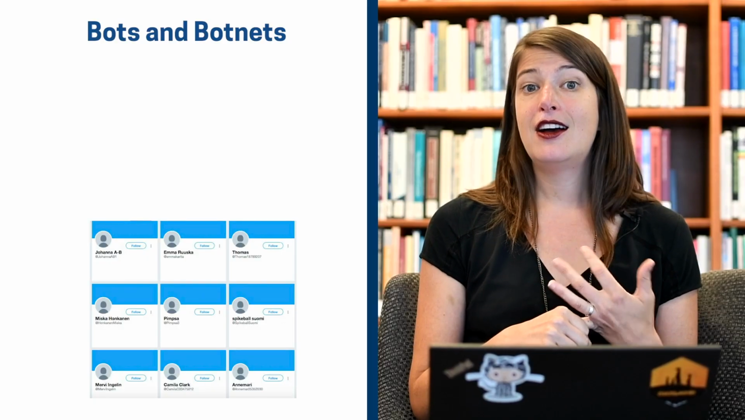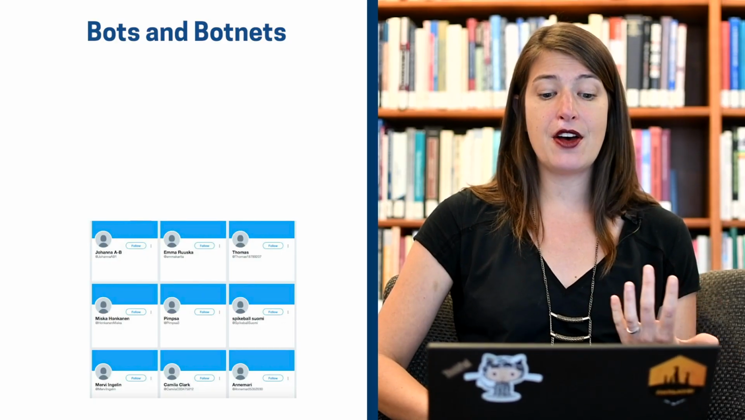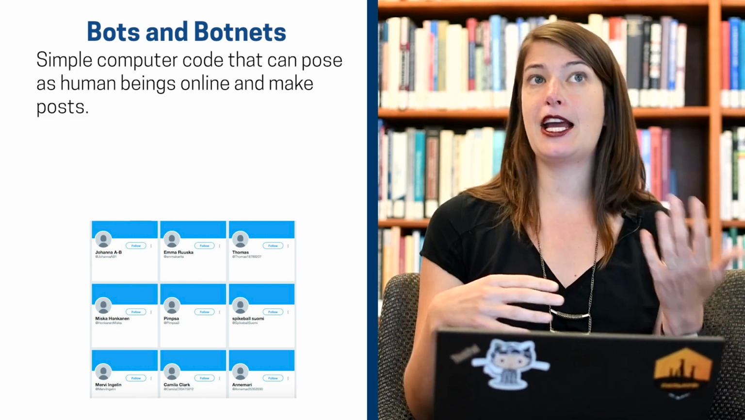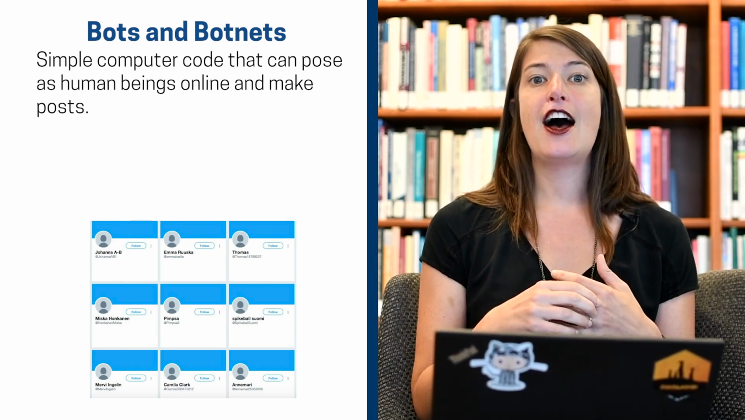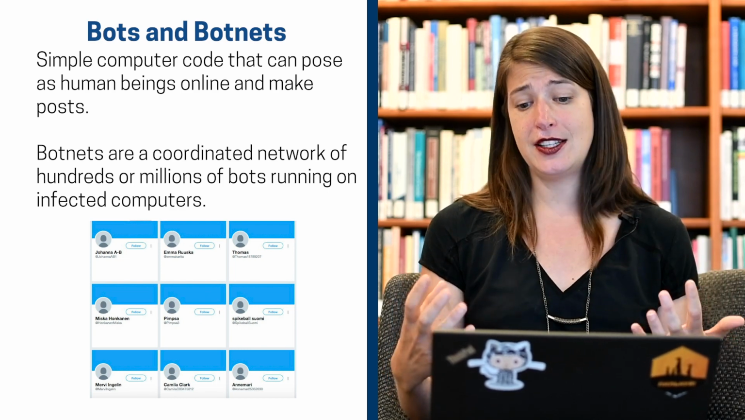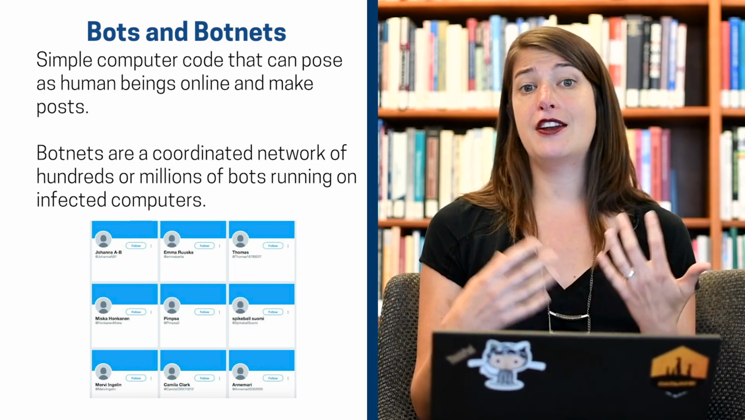So how are these tactics effective? How do they work? Well, they work by maximizing the design and the algorithms of the social media platforms in order to amplify the narratives they're trying to push. Some of the most common amplifiers are things like bots and botnets. Now, bots in and of themselves are just simple computer code that can pose as a human online and can make posts and tweets and things like that.